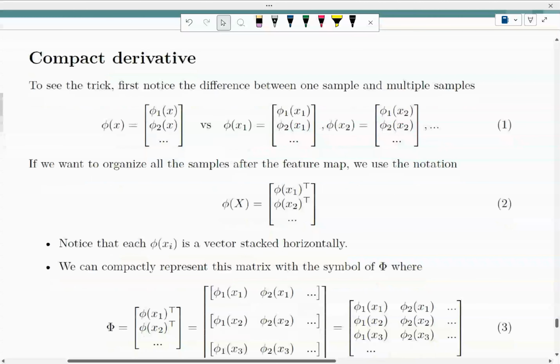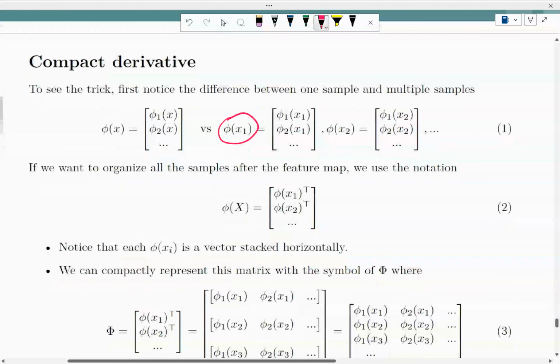Now when we have a lot of samples, we can stack the samples together. So what do we do? We stack them. Remember, we stack them horizontally. We stack this from the first sample, this from the second sample. So when we take the feature map, instead of just one sample, we take the feature map of the entire data. That means we take each sample and pass it through the feature map.